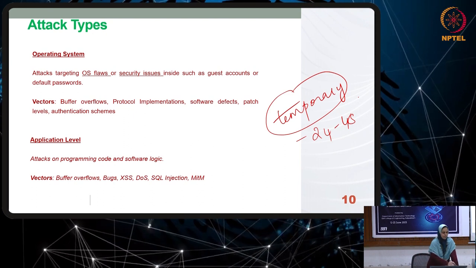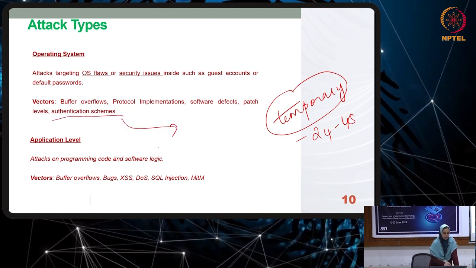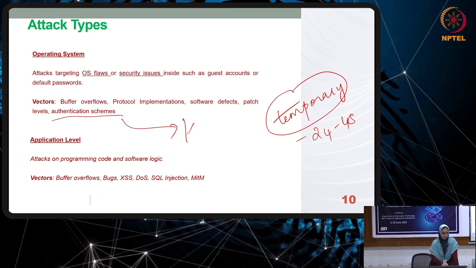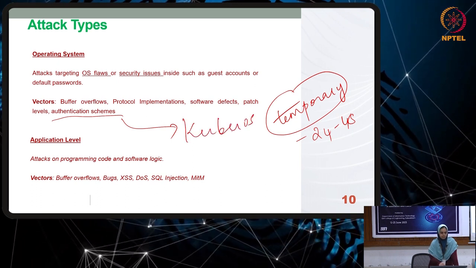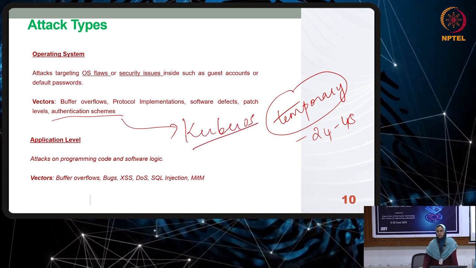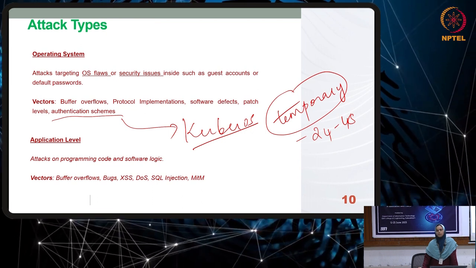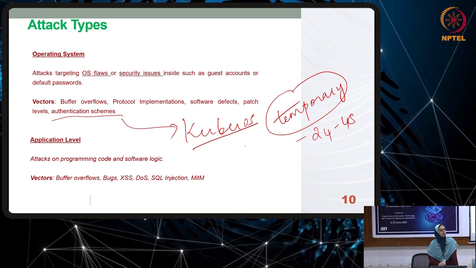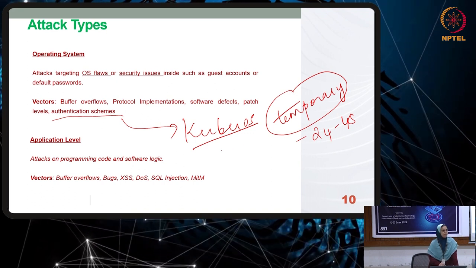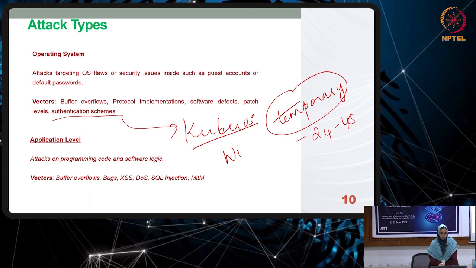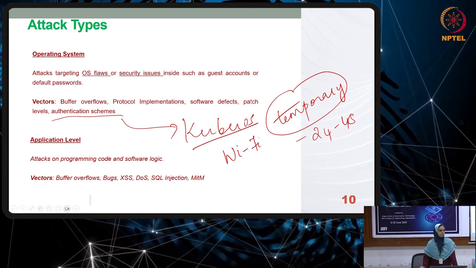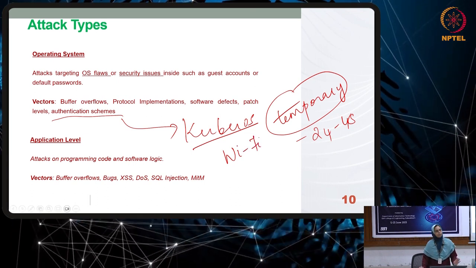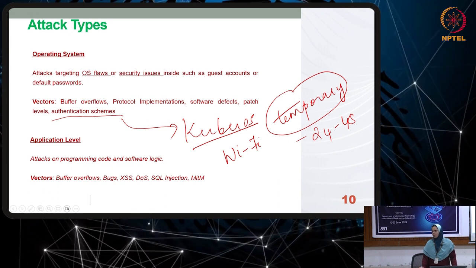Authentication schemes. You would have studied different authentication schemes like Kerberos. Yes or no? These are all authentication schemes which you use in cryptography. You also have different authentication schemes for Wi-Fi security. Nowadays everybody uses Wi-Fi, right? Again, there should be some protocols which protect your Wi-Fi access, right?